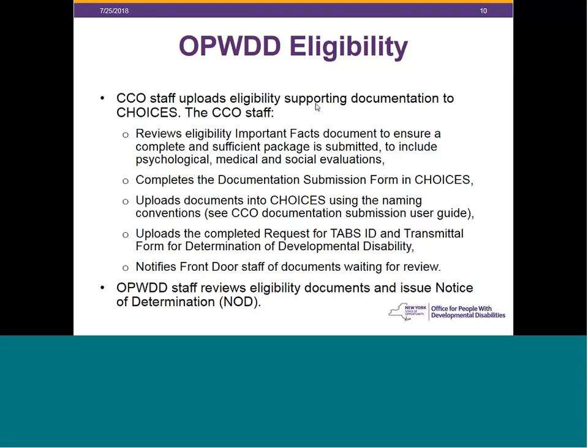Then we ask that you notify the front door staff that there are documents waiting for review. OPWDD staff reviews the eligibility documents and then issues a notice of eligibility, notice of determination, also known as the eligibility letter.